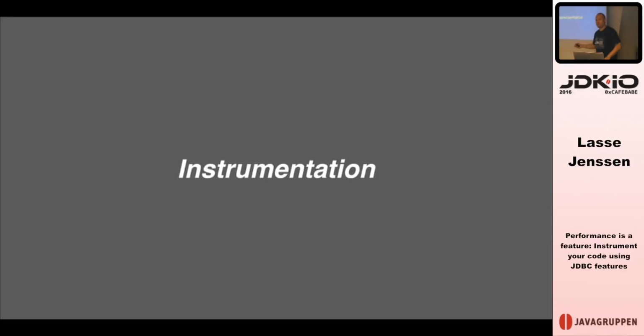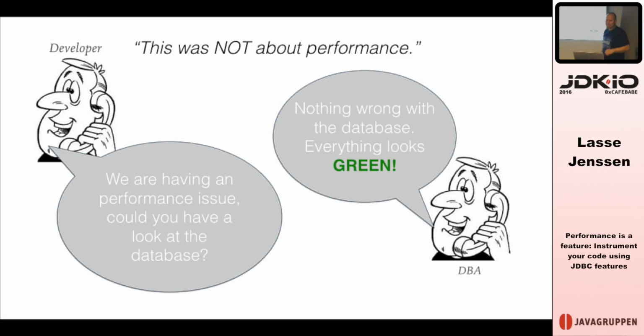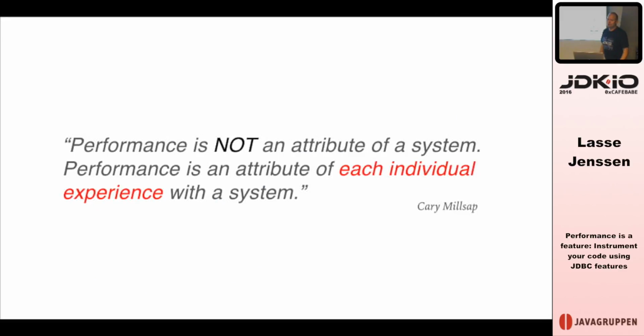So let's jump into the instrumentation part, and this is about finding this Valdo. And we need a way to spot Valdo very quickly. And we realized that this had nothing to do with performance. So I'm going to give you another quote, also by Cary Millsap, and he states that performance is not an attribute of a system, it's an attribute of each individual experience with a system. And this notion here, each individual experience, is very important.